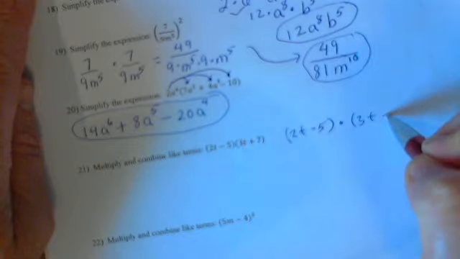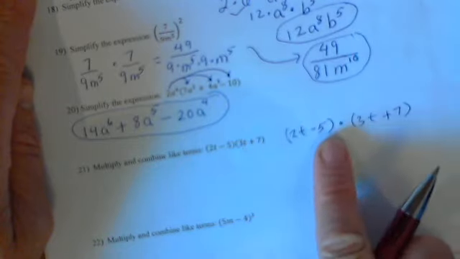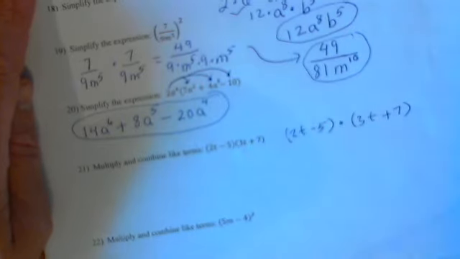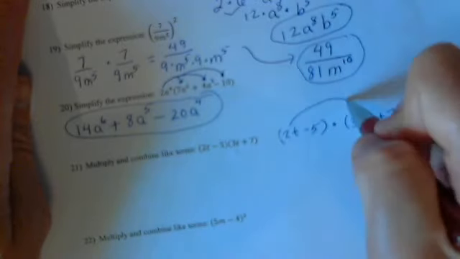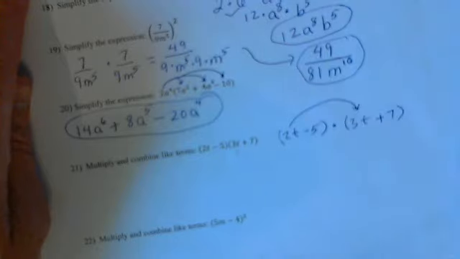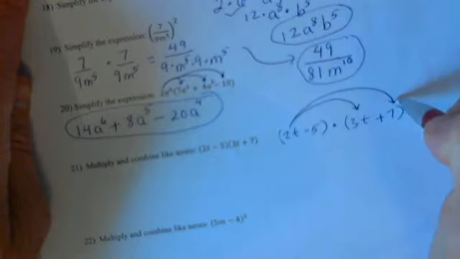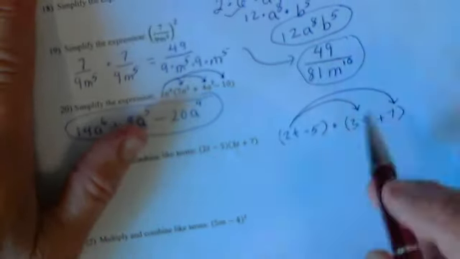Now what we have to do is make sure both terms here get multiplied by both terms here. I'm going to show you two ways to do that. One way is to draw arrows. First of all, I want 2t to get multiplied by 3t. 2t also wants to get multiplied by 7. So let's do those two multiplications.